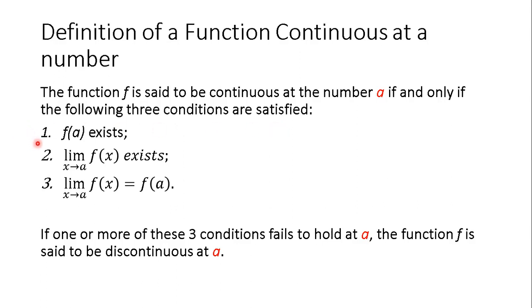We have here the first condition: f of a exists. For the second one, the limit of f of x as x approaches a also exists. And for the third condition, the limit of f of x as x approaches a is equal to f of a. If one or more of these three conditions fails to hold at a, the function f is said to be discontinuous at a. Let's try to evaluate some examples.